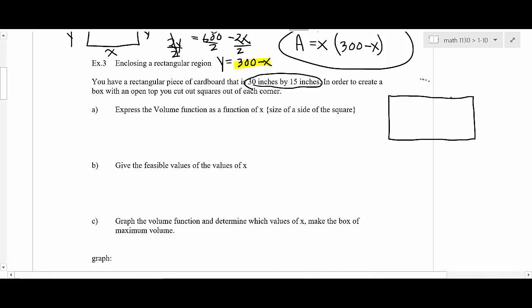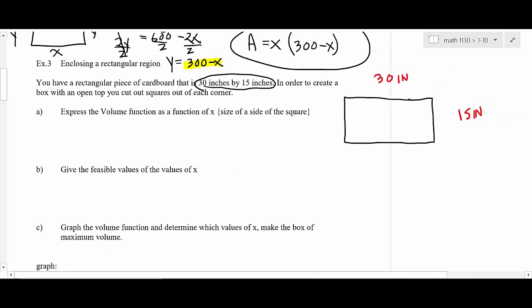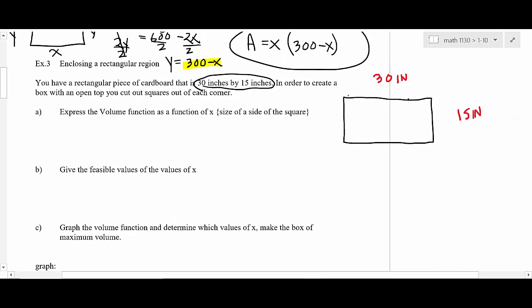And let's label this. This side we'll say is 30 inches, and we'll say that one's 15 inches like that. Now what we're doing is we're making a box with an open top on it. So what you would do to make a box is cut out squares all the way around the rectangle like this. Okay, and then once you cut those out, you would fold over these lines like here. So imagine you take a pair of scissors, you cut that square out, that square, that square, and that square, and fold everything up, you would have a box.